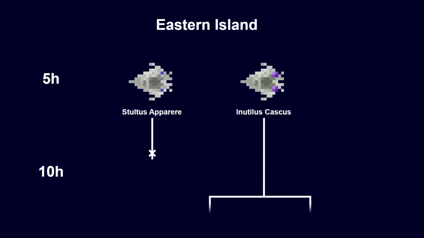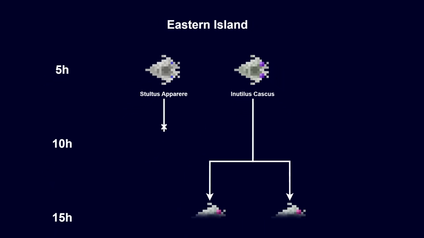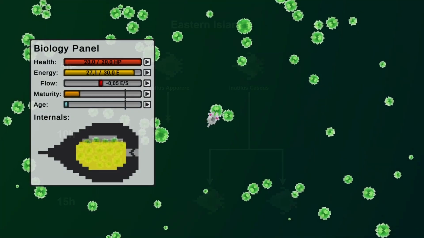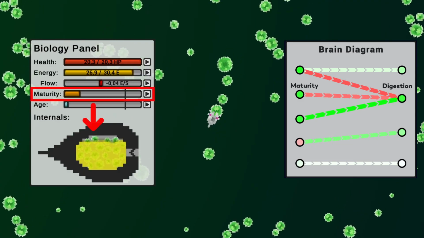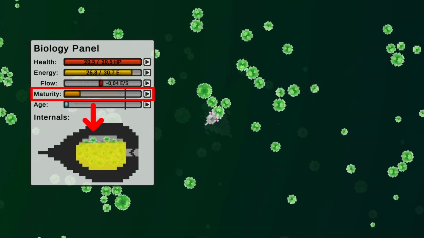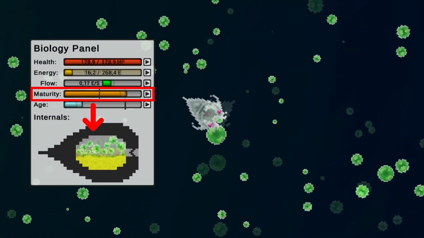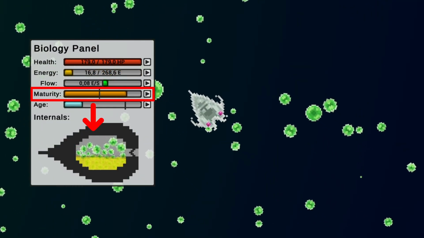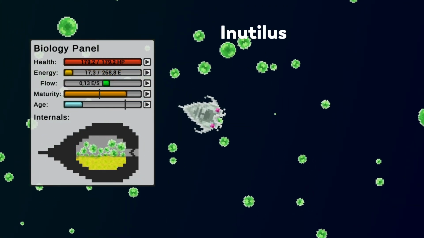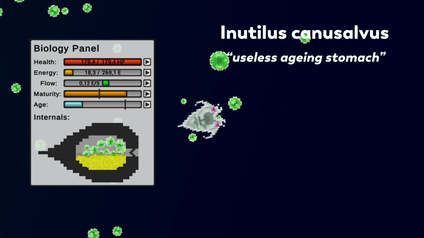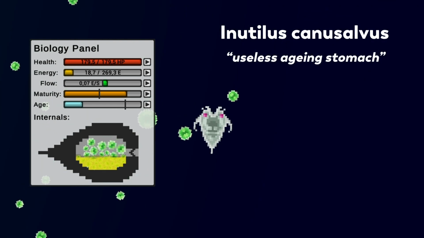The Inutilus genus split in two notable species that look identical but have pretty different brains and behavior. The first one evolved to digest things slower as it ages. This seems to allow them to be more efficient as they age and need less energy for growth. The name Inutilus canosalvus, for useless aging stomachs, is good enough.